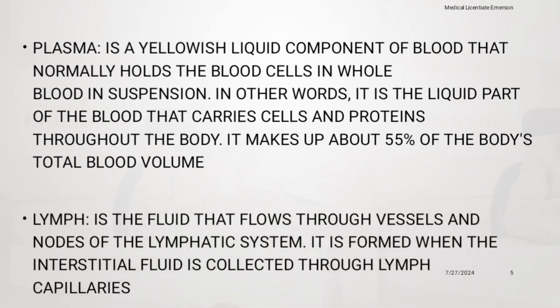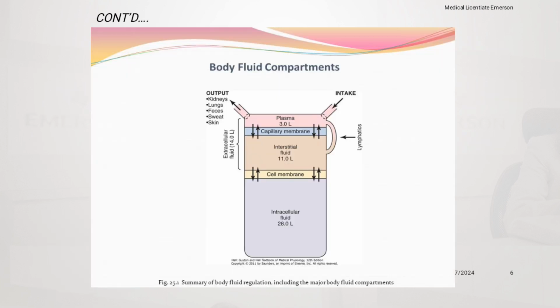Okay, then lymph is the fluid that flows through vessels and nodes of the lymphatic system. It is formed when the interstitial fluid is collected through lymph capillaries. Okay, so this is what we are talking about. These are the body fluid compartments.